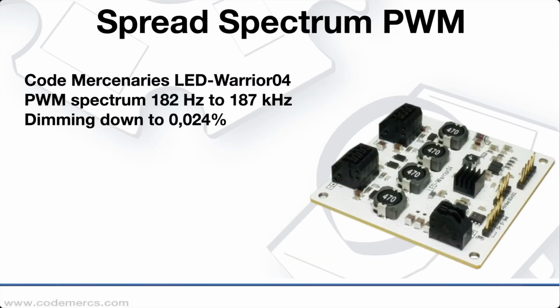A practical example of a driver using Spectrum PWM is our LED Warrior 04. It uses frequencies between 182 Hz and 187 kHz, so that's faster than many DC-DC drivers use for switching.